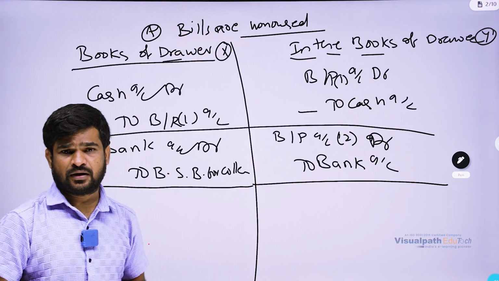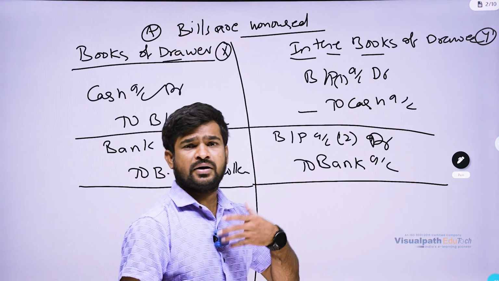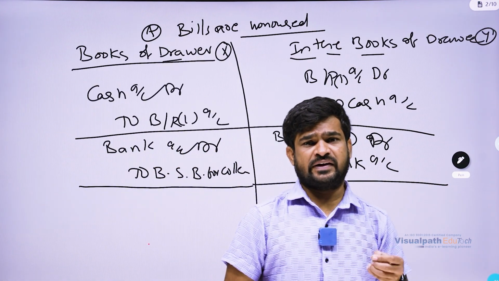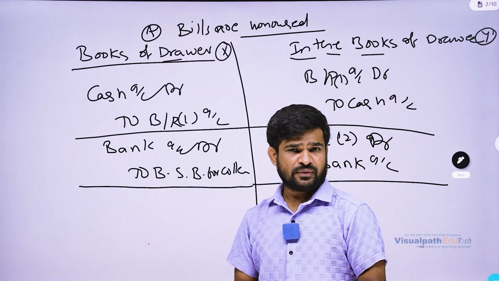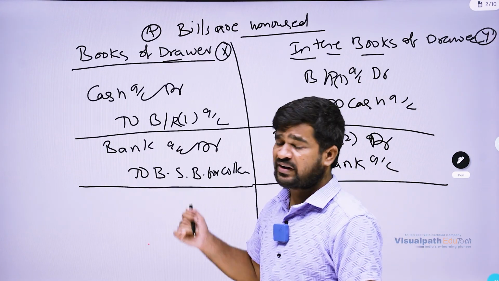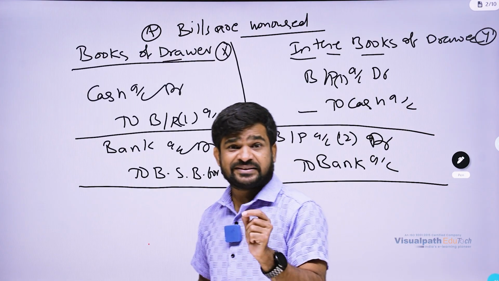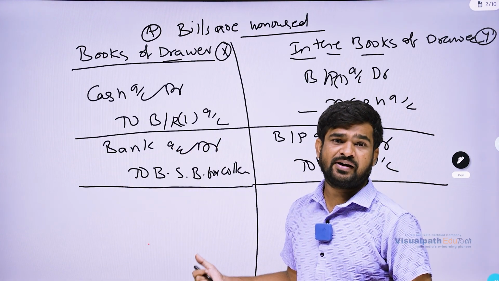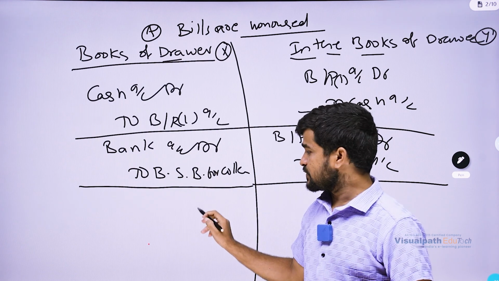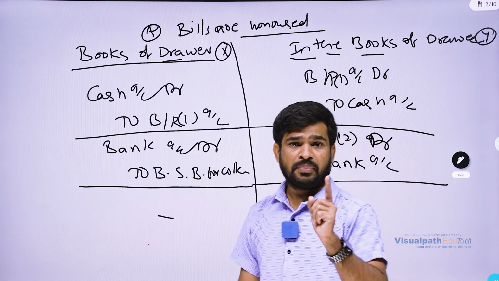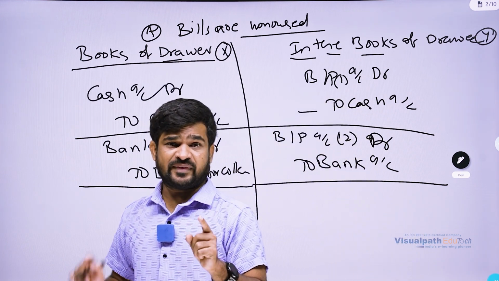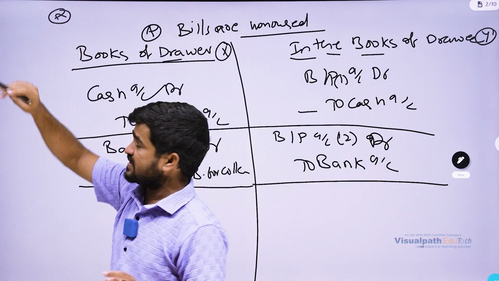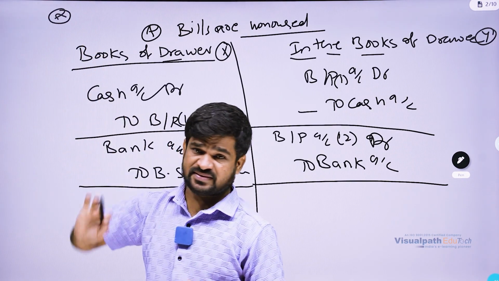Whereas the third bill is discounted with the bank. Already we have sold the bill at a discount rate. Now there is no need of an honor entry. But if in case it is dishonored, that entry will be recorded. So for honor of a bill which was discounted, there is no entry in the books of the drawer. But if the bill is dishonored, the entry will come. In case 2, we will discuss that. This is case A we are discussing here.